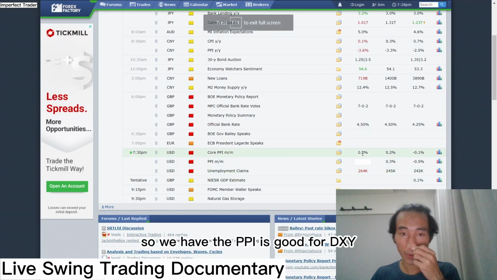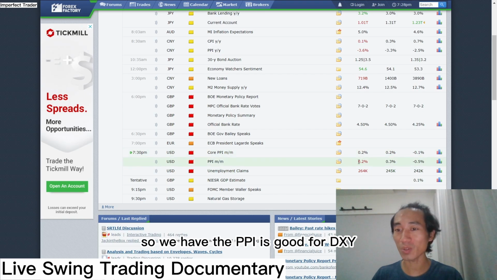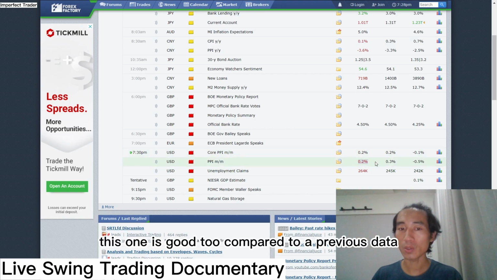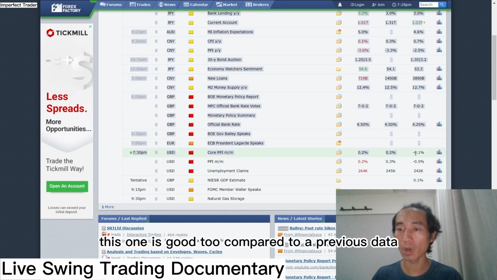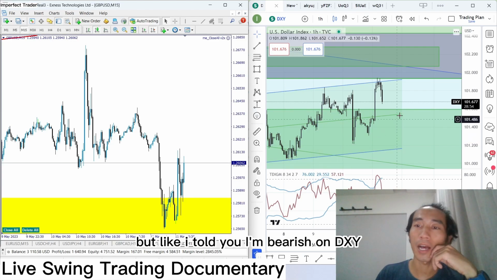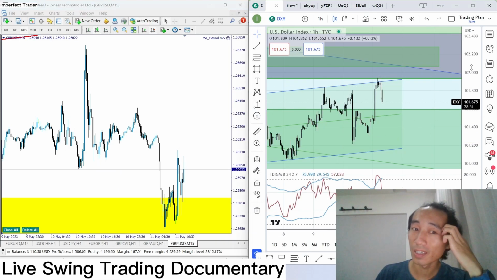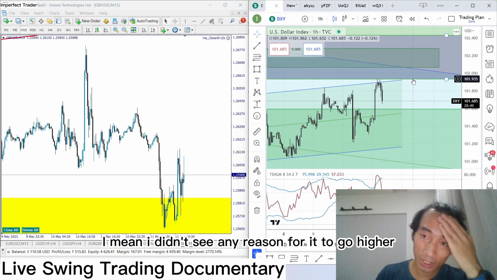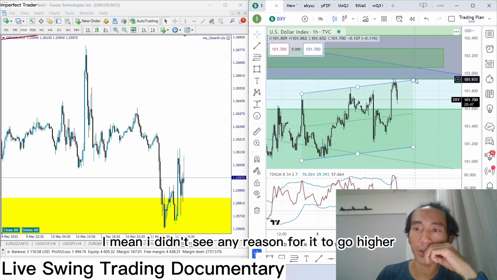So we have the PPI is good for the XY. This one is good too compared to previous data. So everything is good for the XY. But like I told you, I'm bearish on the XY. I mean, I didn't see any reason for it to go higher.